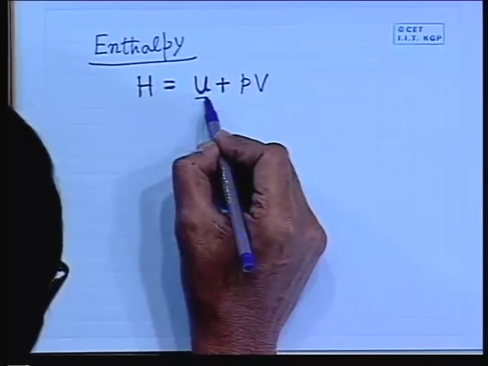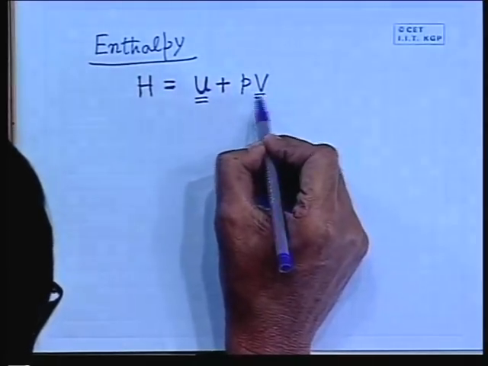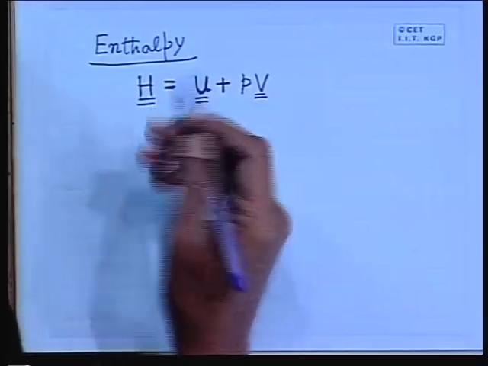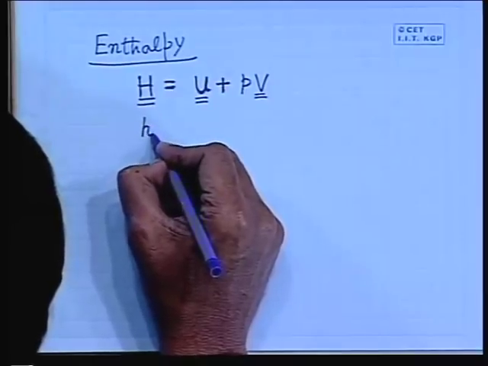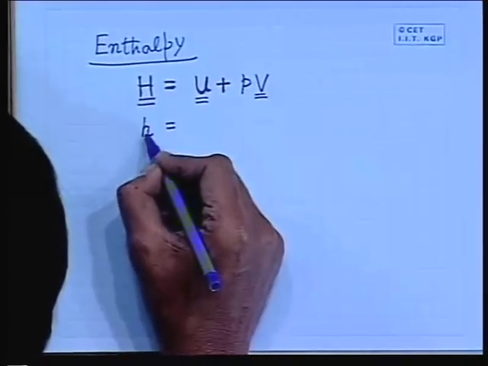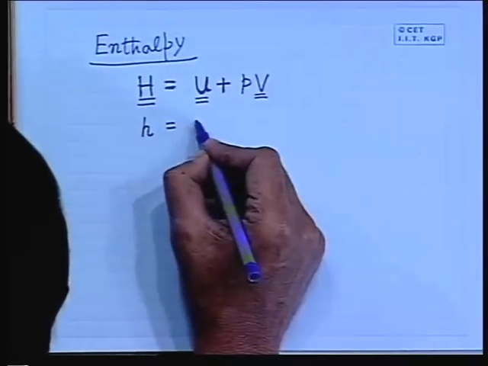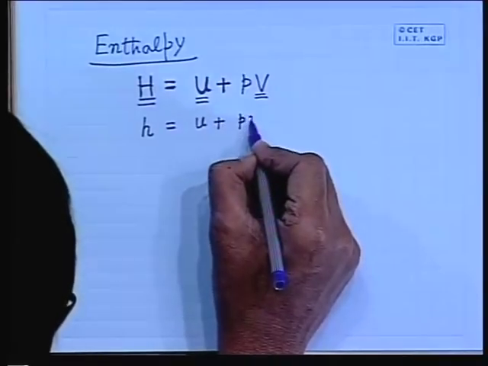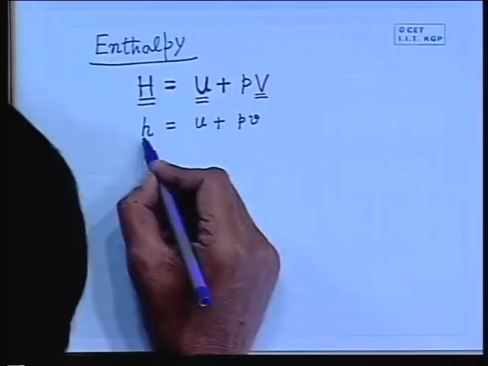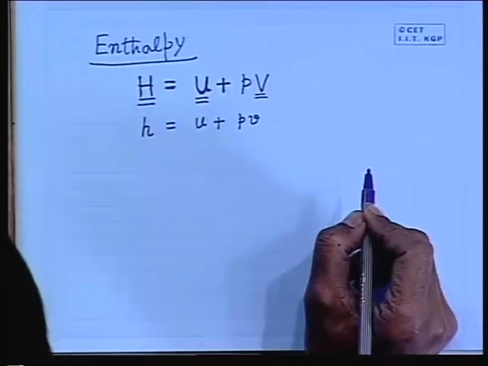Now you see, U is an extensive property, V is an extensive property. So therefore H is an extensive property. So we can define the corresponding intensive property, that is enthalpy per unit mass, which is specific enthalpy, h equals specific internal energy plus pressure into specific volume, u plus Pv. So this is the definition of specific enthalpy.